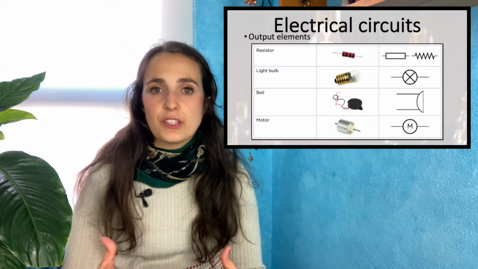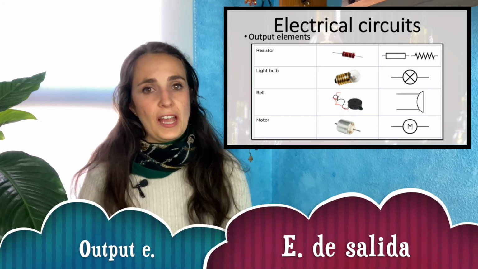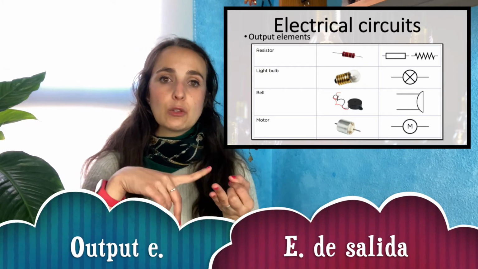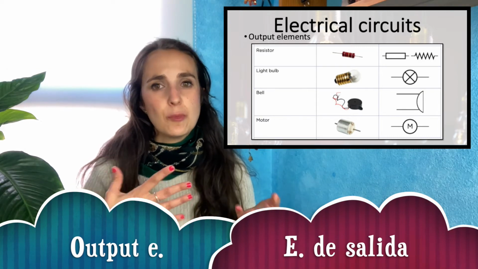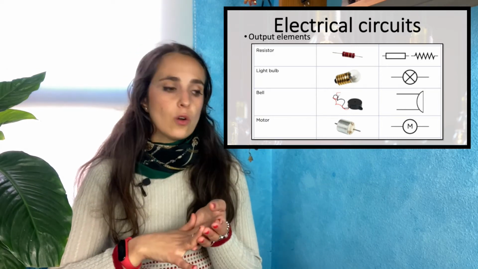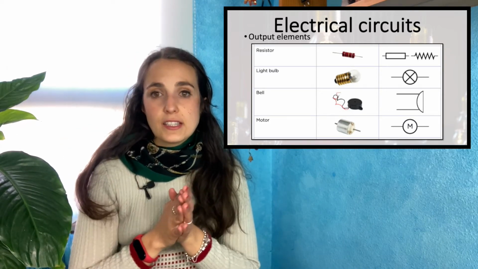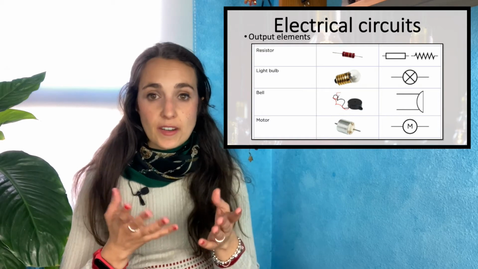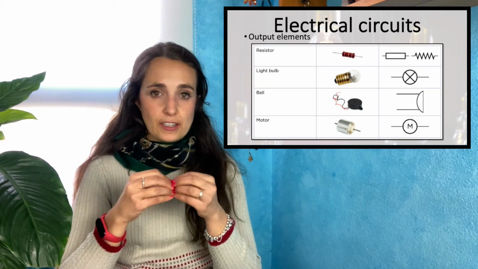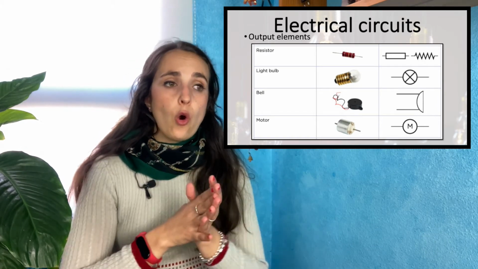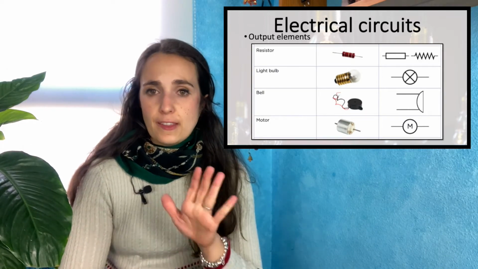If we have a circuit, it is to make something work. So the things that work are called output elements. They could be light bulbs, they could be motors, they could be bells. They are also called buzzers, depending on the type of sound. Or they could be resistors also. Resistors can just change the voltage or the current in a circuit, or they can transform electrical energy into heat or into another type of light. It depends, okay? So I decided to include them here.